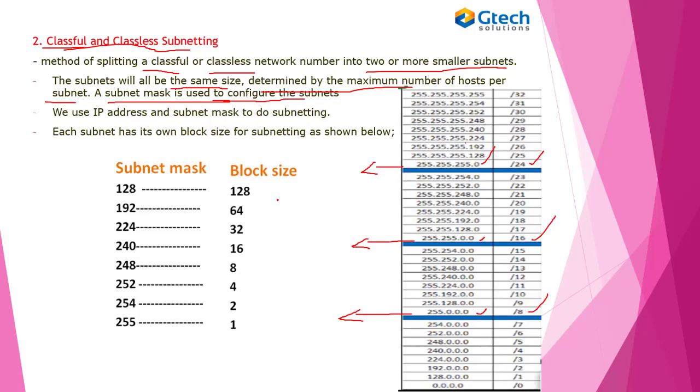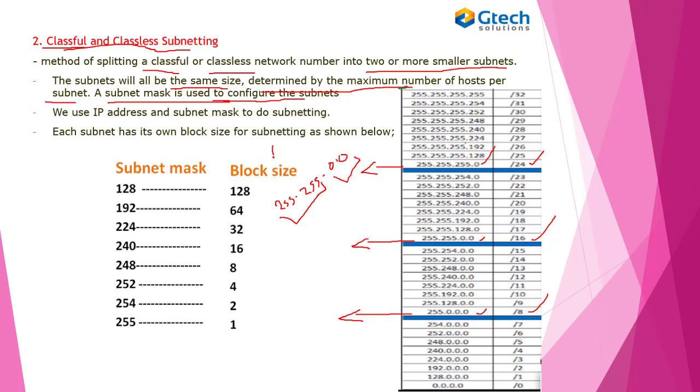What is a subnet mask? A subnet mask tells us which part of IP address is the network portion or the host portion. For example, a class B subnet mask is 255.255.0.0. Okay, so this is the subnet mask. This subnet mask will tell us which portion of the IP address is the network part and which portion of the IP address is a host part.